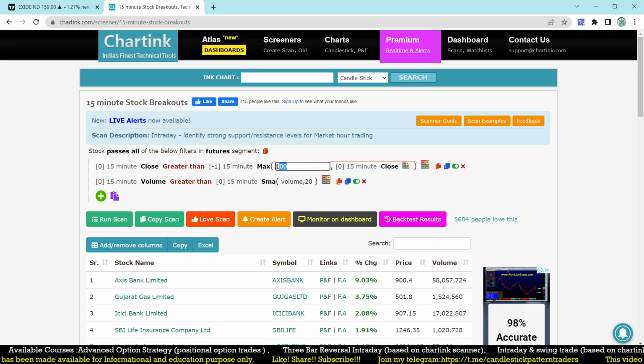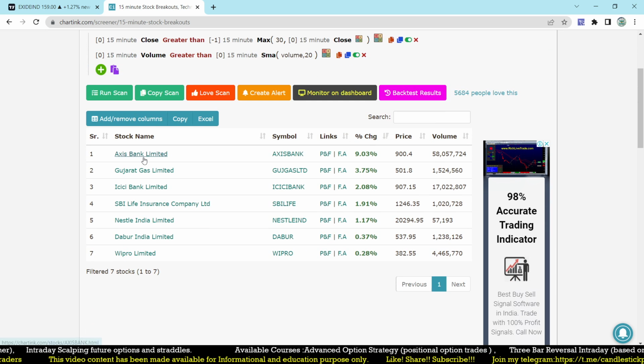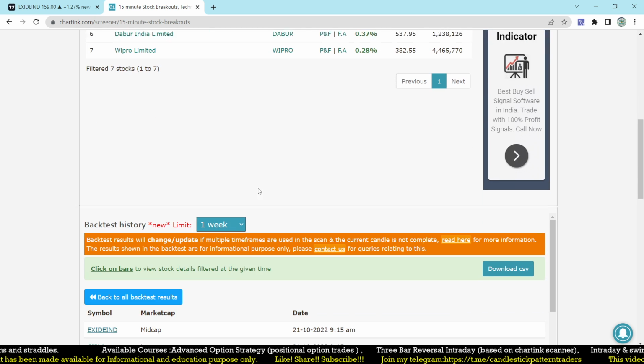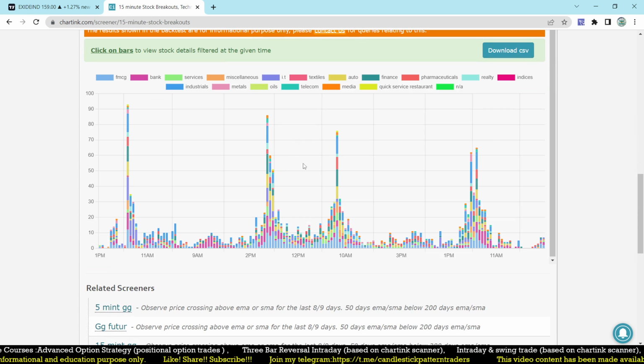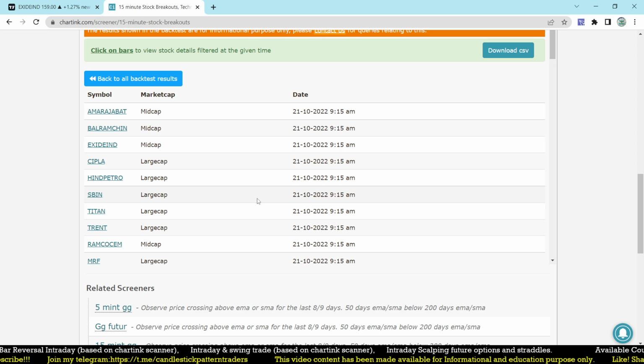Let me check with 30 candles. If the stock's current candle closes above the high of the previous 30 candles, let's check the stocks which show up at the end of the day. Let me check what stocks we got at the start of the day, at 9:15. Amar Raja Batteries, Balrampur Chini, Exide Industries, Cipla, Hindustan Petroleum, State Bank of India. So these are the stocks we got scanned by that scanner.